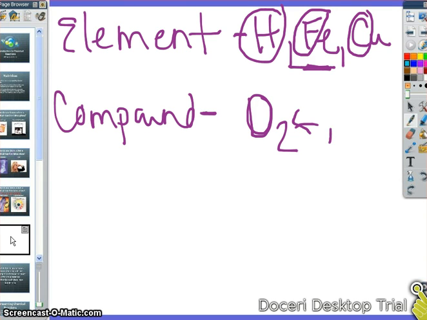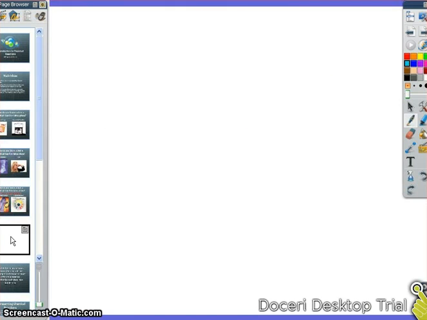Another example of a compound where we put two or more elements together is our water molecule, H2O. We have the element of hydrogen and we have the element of oxygen, and we actually have two hydrogens for every oxygen to make our compound of H2O. So I'm going to give you some examples here, and I want you to tell me if they are compounds or if they are just elements.